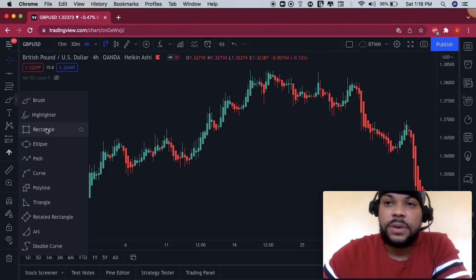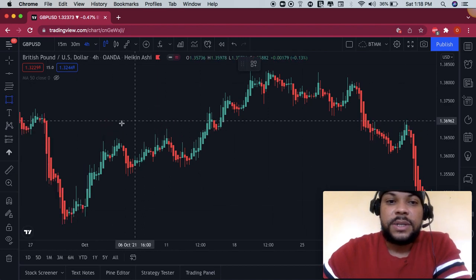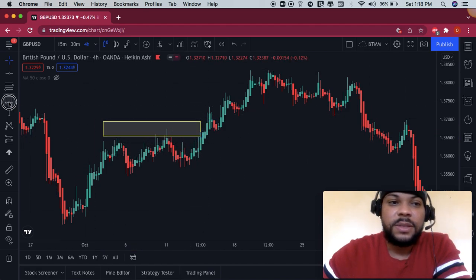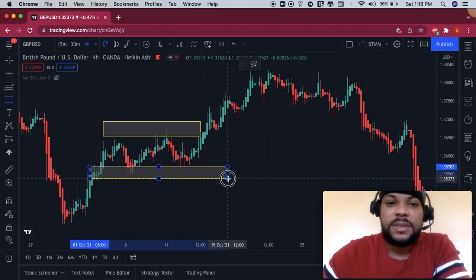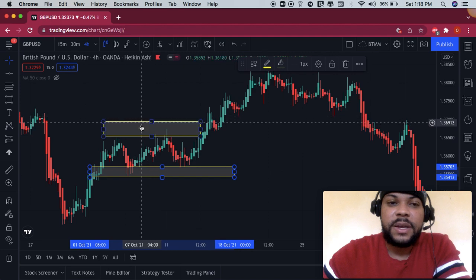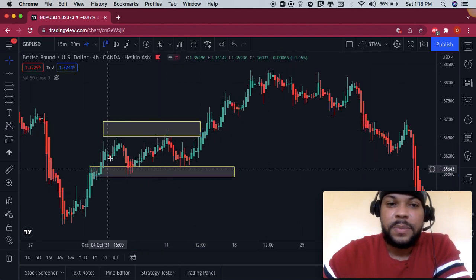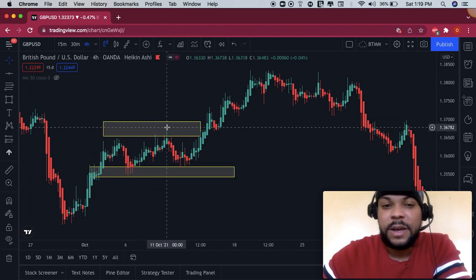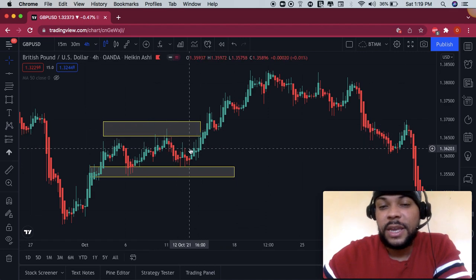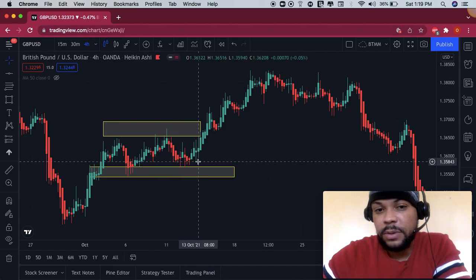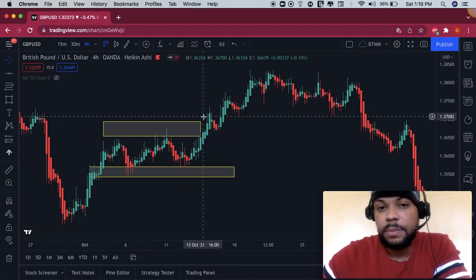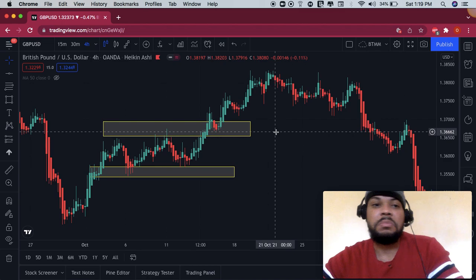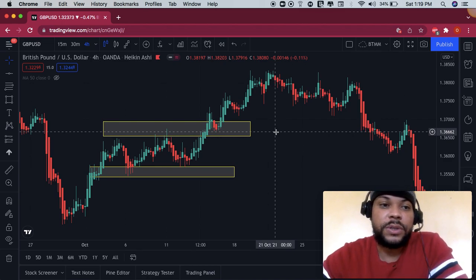But you can also use your rectangle. If you use your rectangle, I think it's a little bit easier because you can see the area better. Let me draw another one. So as you know, this is my resistance, this is my support. So price came up here, it went down, so this became the support, then price went back up here, it sold off this resistance and it came back down to support, and people bought price here and pushed it up through, breaking through this resistance area. So this is basically how most traders use these drawing tools.